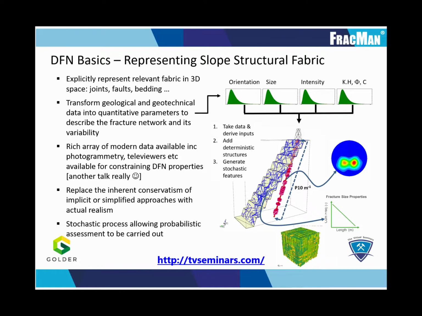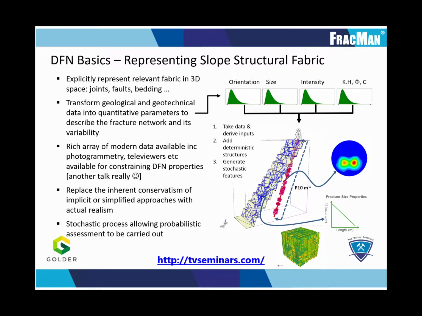At the heart of DFN modeling is a desire to be able to represent the rock mass fabric in 3D space explicitly rather than implicitly, like this. We can transform geological and geographical data into quantitative parameters that describe the fracture network and its variability in space.